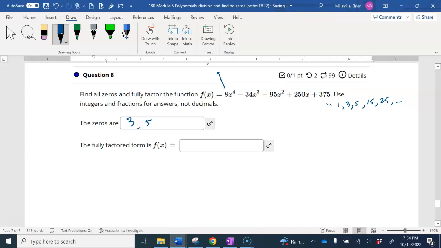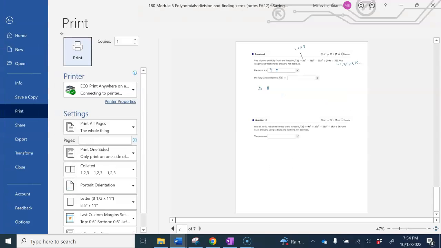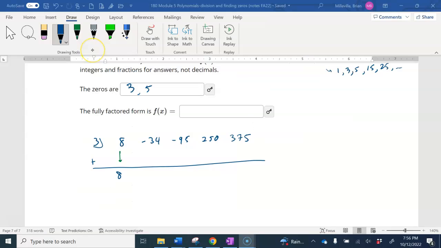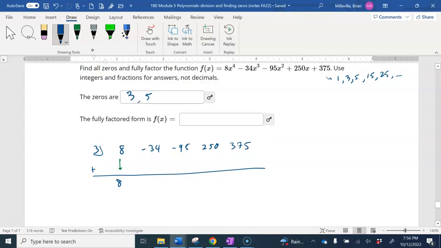So using synthetic division with 3, we're going to have 3. This is going to be an example where we're going to have repeated synthetic division. Just for time's sake in the video, I put some of the numbers in terms of our coefficients. So we've got those down. Now we bring the 8 down. 8 times 3 is 24, so we get 24.